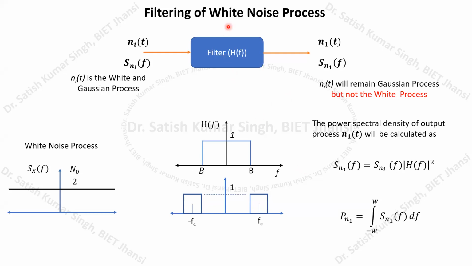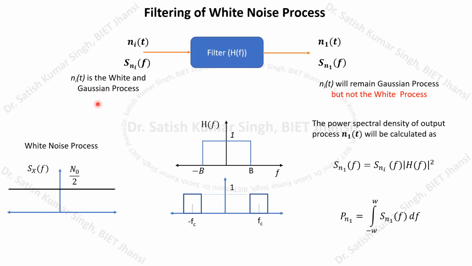In my previous lectures, I have already explained what happens if we filter a white noise process. If we have a white noise process, denoted by n_i(t), whose power spectral density function is denoted by S_ni(f), then in the case of a white noise process, the power spectral density will be a flat spectrum, as we can see in this picture. The noise we are considering is a white noise as well as a Gaussian noise process.